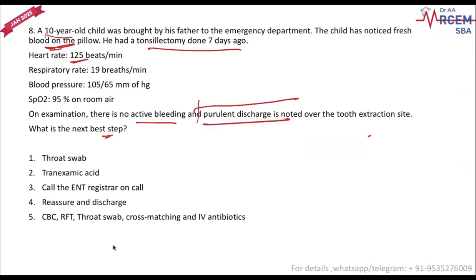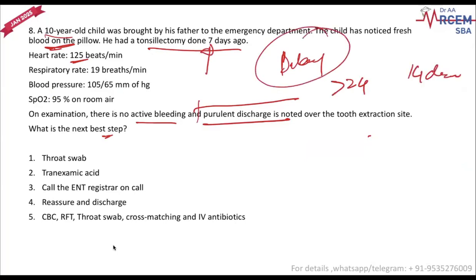What are we suspecting? We are suspecting this patient to have a delayed post-tonsillectomy bleed because 7 days back. Anything more than 24 hours, up to 14 days, we call it a delayed post-tonsillectomy bleed. Delayed post-tonsillectomy bleed, most of the time, is because of an infection. So this patient will require IV antibiotics and admission.